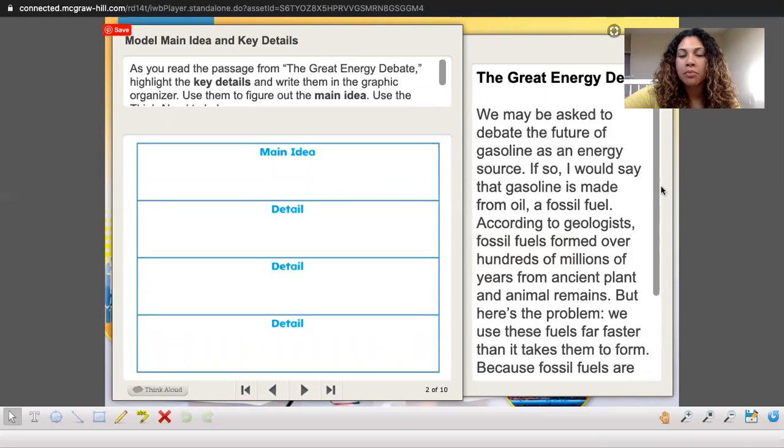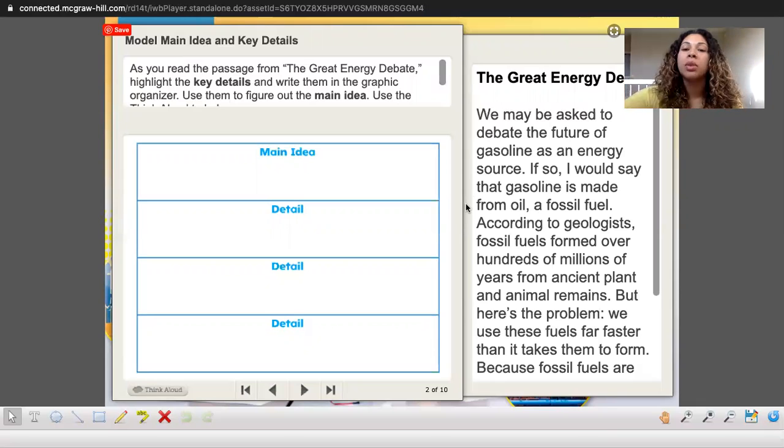So I'm going right back up to my topic sentence just to make sure that I have the right idea of what this is all about. And it says that we may be asked to debate the future of gasoline as an energy source. So to me, I'm hearing that I'm going to be hearing about our current energy source and gasoline, whether or not that's something we can use in the future, because debate means there's opposing sides. So some people think we should use it, some people think we shouldn't.